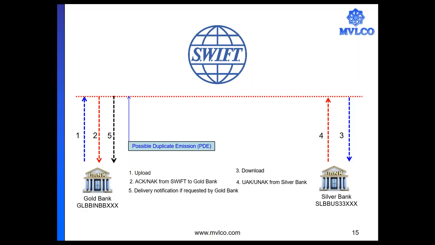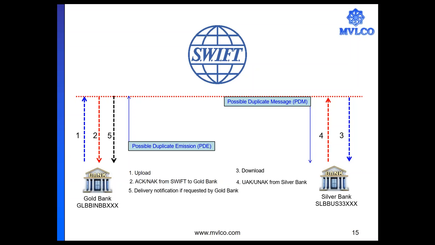At the same time, when Swift tries to download it in Silver Bank, it may not get a proper UAK or a UNAK from Silver Bank. It does not know the status, whether Silver Bank received it or has failed to receive it. In that case, the Swift system would try to download that message once again in Silver Bank with a flag called possible duplicate message. The system itself will then add the PDM trailer to any output message which it is sending because of invalid prior delivery. So in this way, you'll have the delivery of the messages being done between two banks.